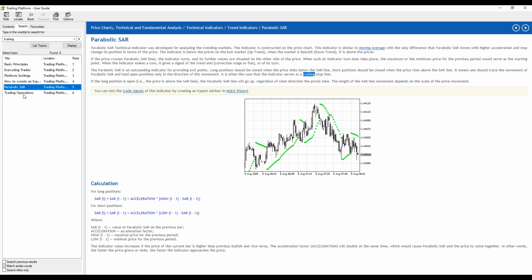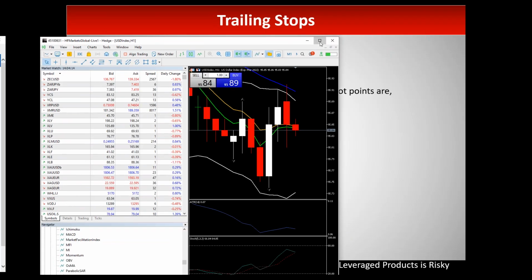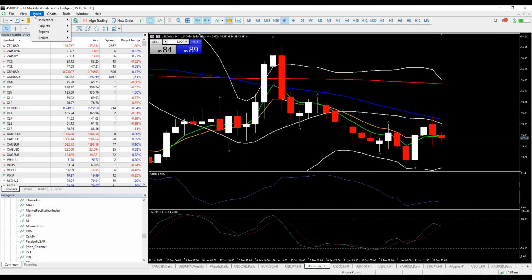Something that I forgot to mention is, other than the ATR, you can use the parabolic SAR as your trailing stop. Depending on where your parabolic SAR is, you can use it as a trailing stop. It is often the case that the indicator can be used as a trailing stop line. Let me demonstrate a bit. Actually, my parabolic SAR is over here. Perfect.